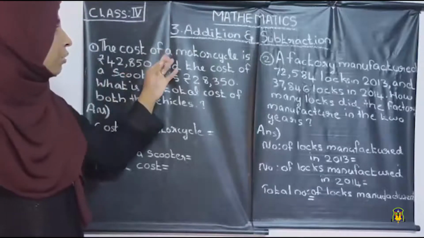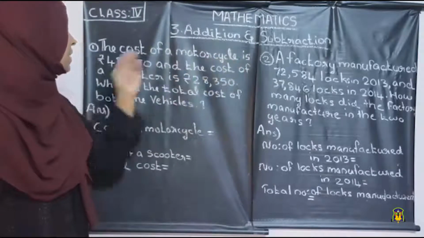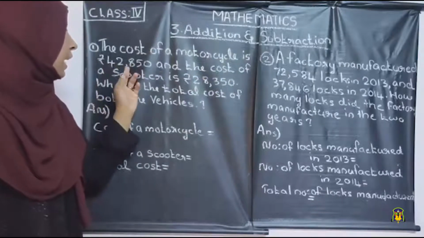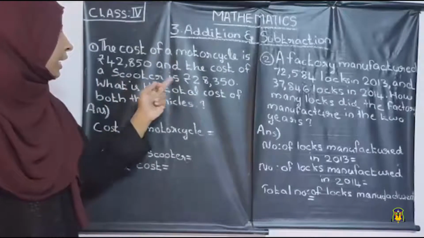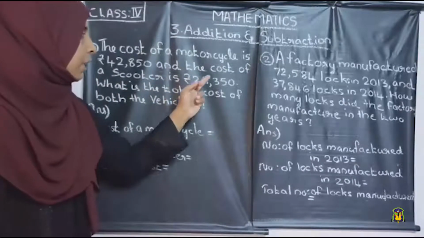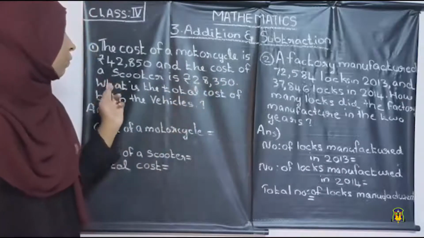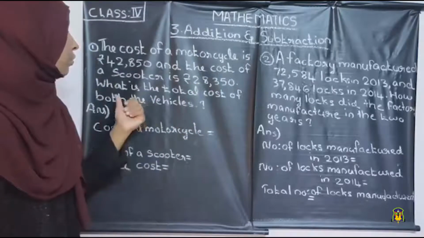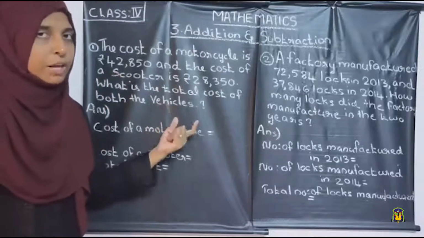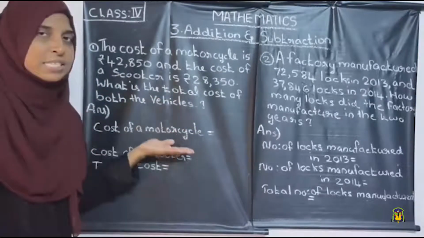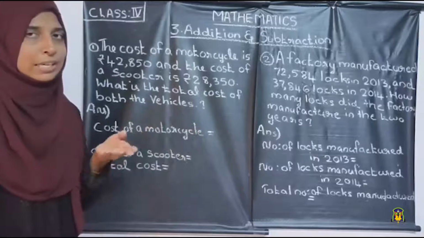The cost of a motorcycle is rupees 42,850 and the cost of a scooter is rupees 28,350. What is the total cost of both the vehicles? So, it is a word problem. So, we want to write the steps. How are we writing the steps?